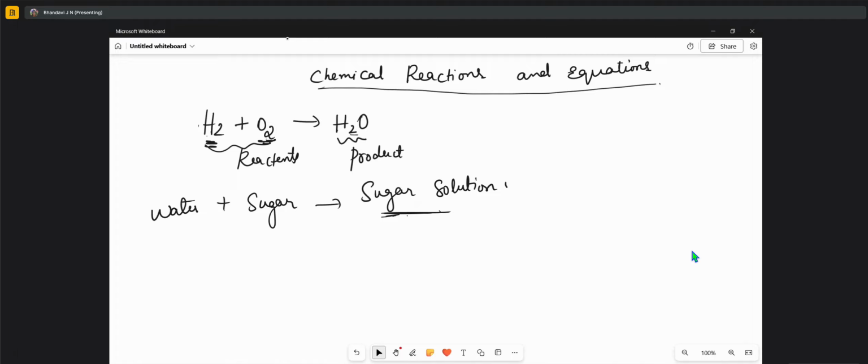And a few examples here. Food is cooked. What is that? It's a chemical change, correct? Food gets digested in our body. That is also a chemical change, because of the chemical reactions happening in the body.